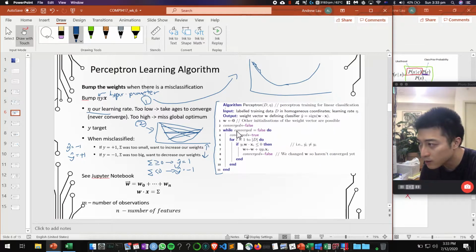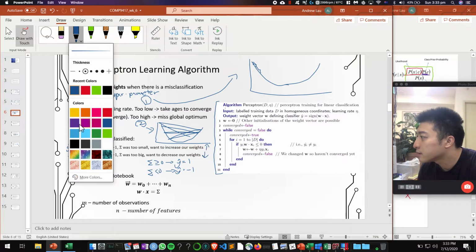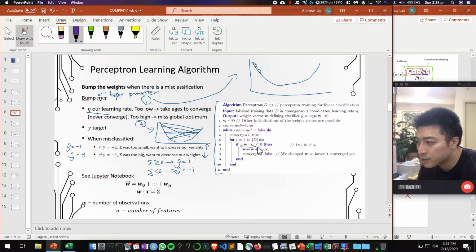So we go through it. We reset the converge flag to true, and then you cycle through all the data from 1 all the way to the cardinality of D, so 1 to n. Now, what is it saying here? This here is basically when there's a misclassification.